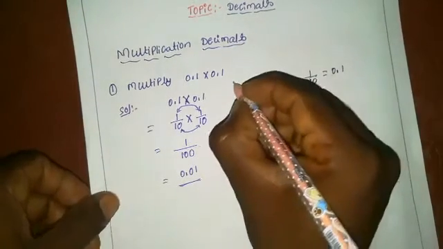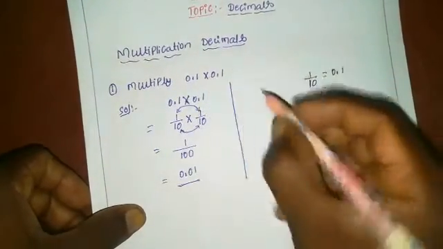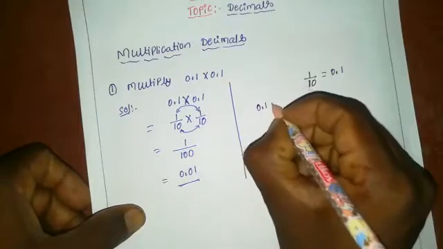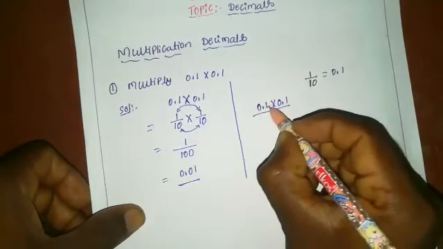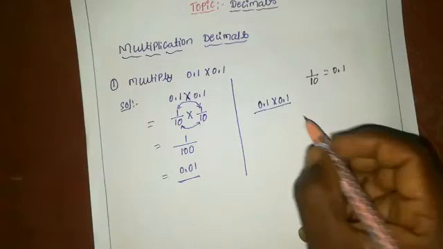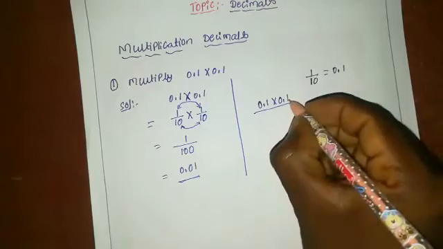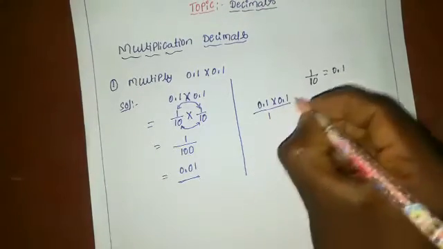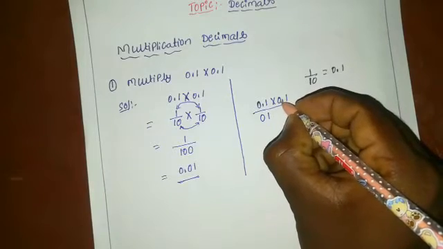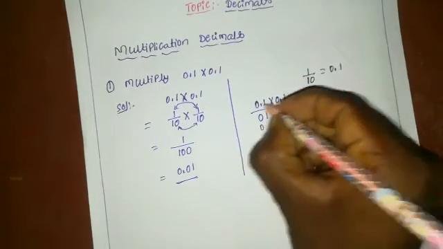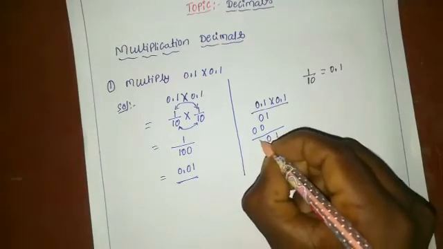We have another method to multiply 0.1 into 0.1, that is the direct multiplication method. We multiply the numbers as we know. 1 into 1, how much? 1. 1 into 0, how much? 0. Now from 0, 0 into 1 is 0, and 0 into 0 is 0. Here we get 100.